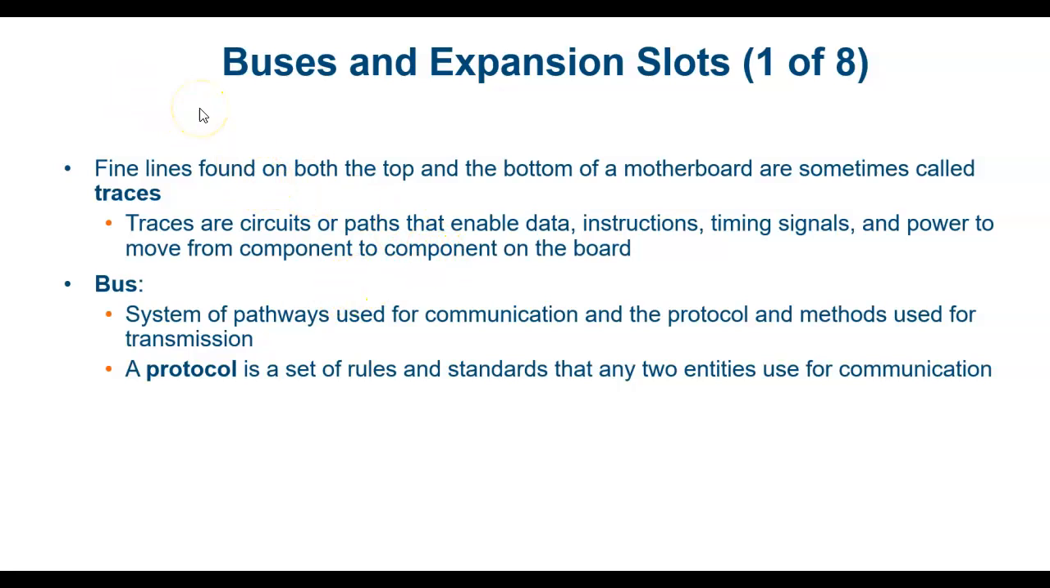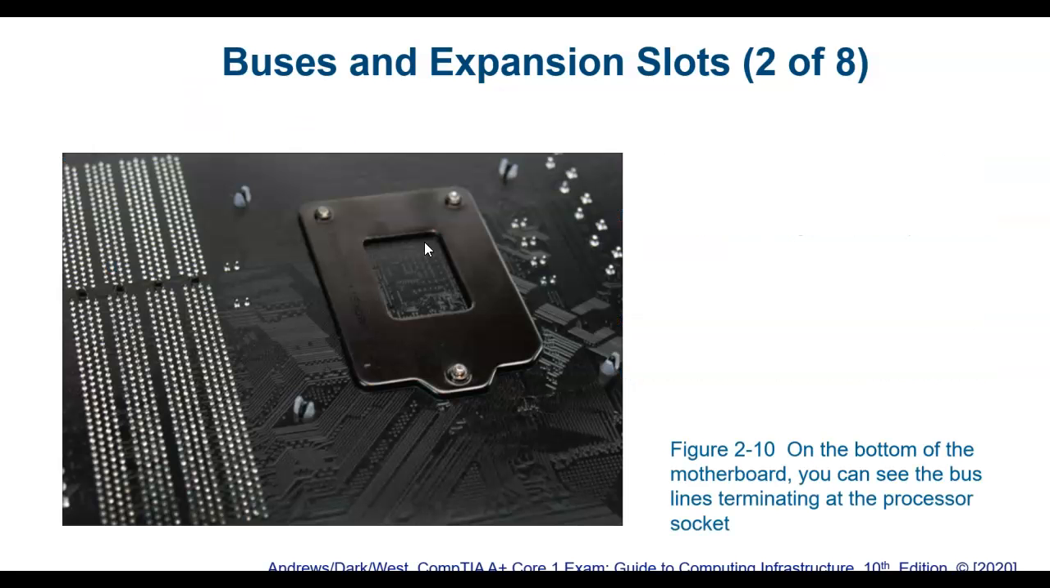Buses and expansion slots. Fine lines found on both the top and the bottom of the motherboard are called traces. Traces are circuits or paths that enable data, instructions, timing signals, and power to move from component to component on the board. The bus is a system of pathways used for communication, and the protocol and methods used for transmission. A protocol is a set of rules and standards that any two entities use for communication. Here's the bottom of the motherboard. On the bottom of the motherboard, you can see the bus lines terminating at the processor socket.